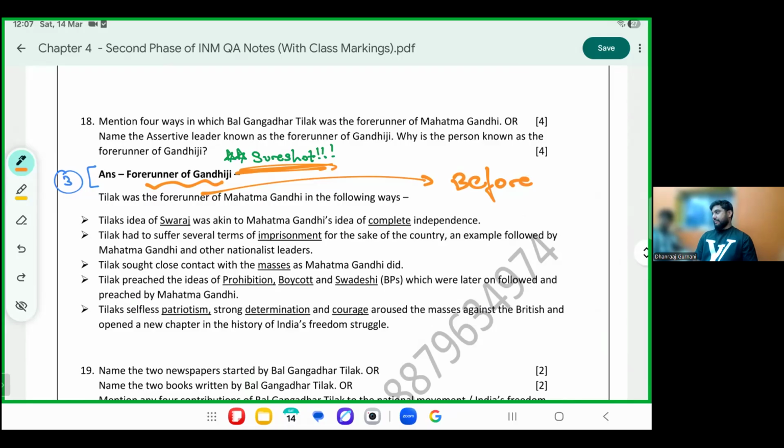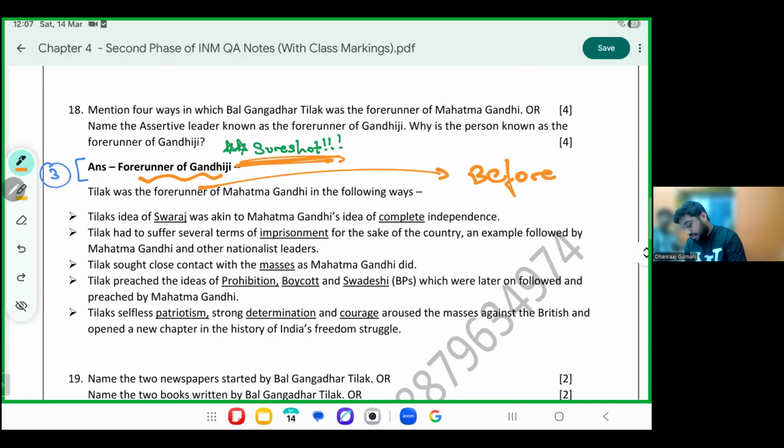The methods were the same. It's not that he fought differently. Obviously, you add your own strategy to it, but the base was similar. Tilak asked for Swaraj, Gandhi asked for complete independence. Tilak went to imprisonment several times. As an example, Gandhi also went for imprisonment. These were the similarities between them.